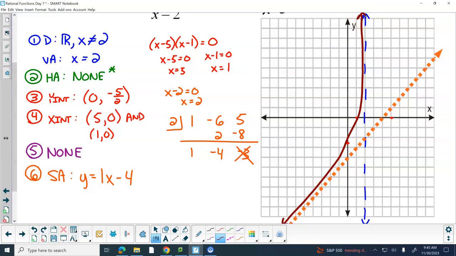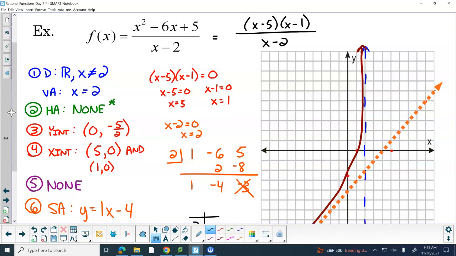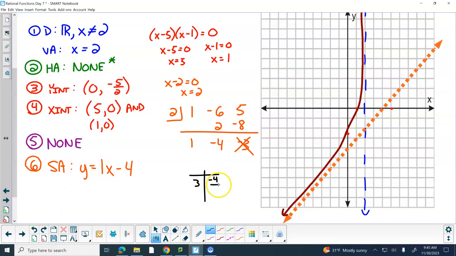You need a couple. One more? Okay. I would go with 3. So 3 squared is 9. Minus 18 is negative 9. Plus 5 is negative 4. Over 1. Agree?